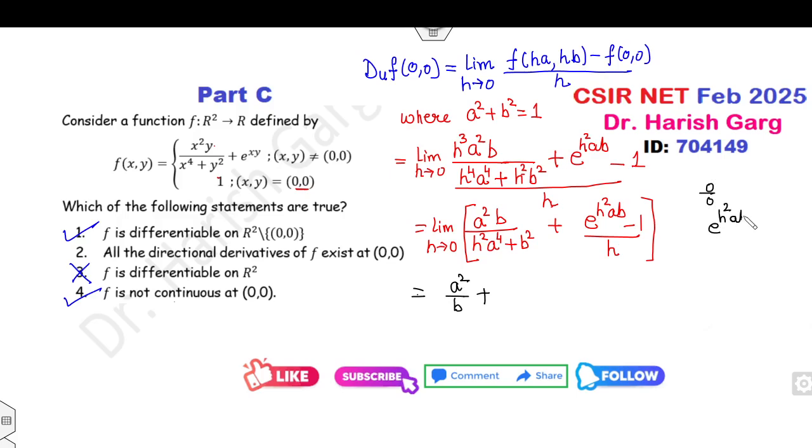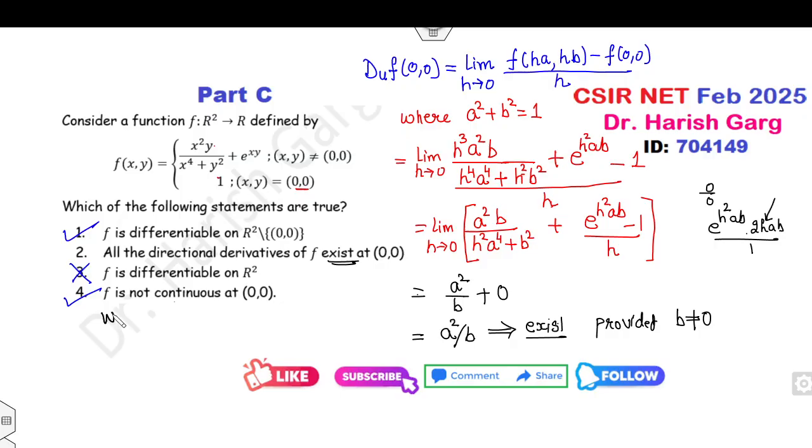You get h squared ab into 2h ab divided by 1. And when you take h approaches 0, this answer will be 0. So the answer is a squared over b. Now you can check whether this exists for all. You can see it exists for all provided b is non-zero. Fine.